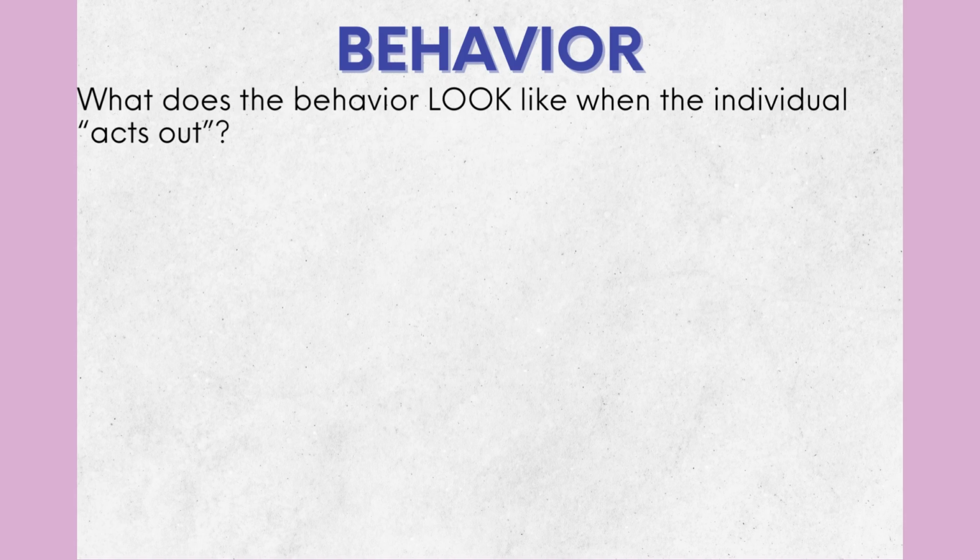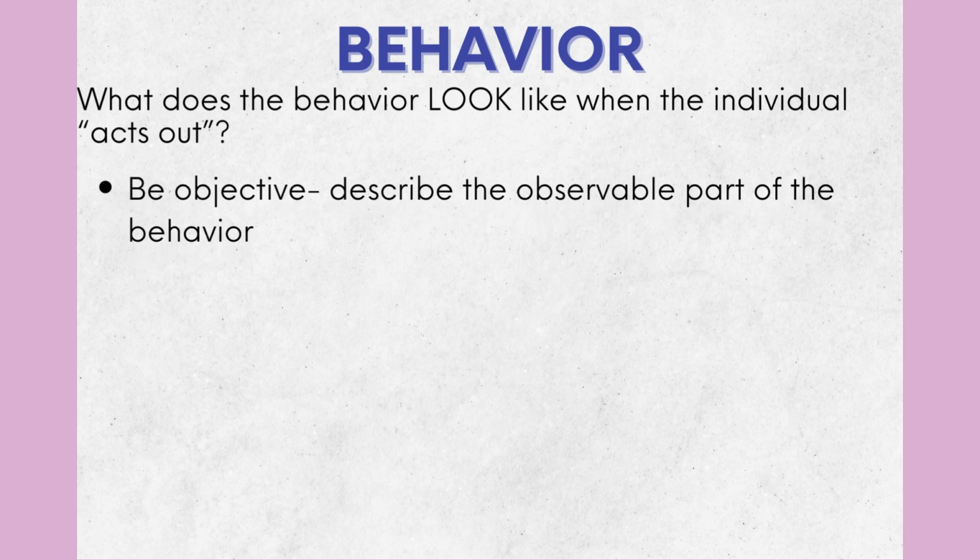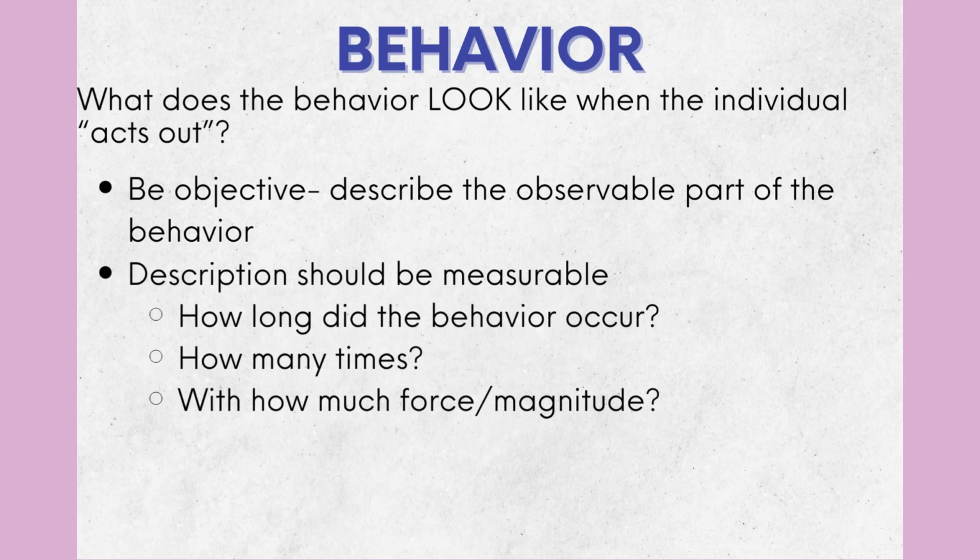So kicking it on over down to B for behavior, what does the behavior look like when the individual, quote unquote, acts out? So when we're describing and defining behaviors, we want to be objective and describe the observable part of the behavior. So only the stuff that we can actually see. It should also be measurable. So we want to know, how long did the behavior occur? How many times did it happen within that little time frame? Or how much force or magnitude? So if somebody punches you, is it soft enough to make a light tap, or is it forceful enough to leave a big bruise?